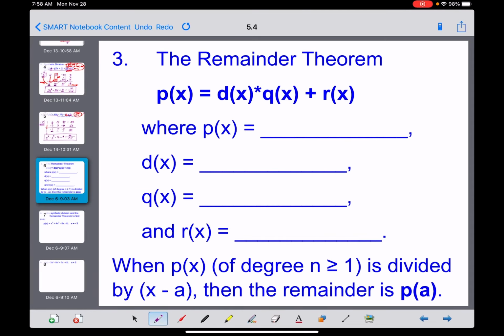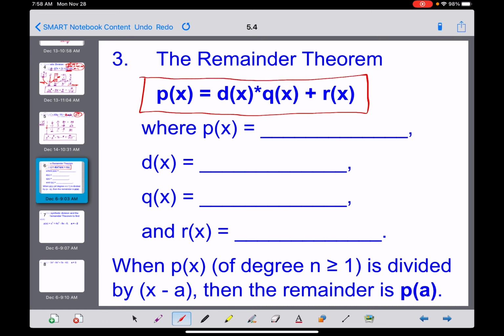All right, and the last part of our notes in section 5.4 deals with something called the remainder theorem. The remainder theorem gives you this big, messy equation right over here, which I would imagine most of you would look at and think is total gibberish. And then we're going to try to explain it underneath, and you're probably still going to think it's gibberish, but let's run through it here, guys.